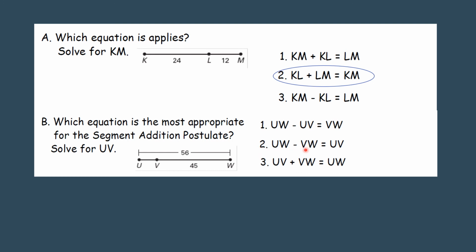It says solve for the length of UV. This is definitely solving for the length of UV. The problem is it's a subtraction. There is no such thing as the segment subtraction postulate. Only addition. So basically it's number 3, but let's look at why. The length of UV plus the length of VW equals the length of the whole thing, UW. So it is number 3.